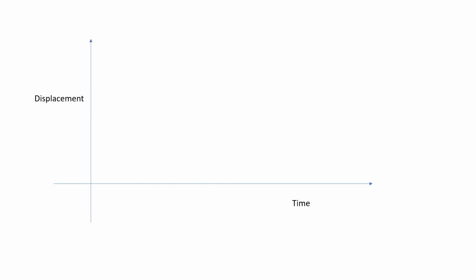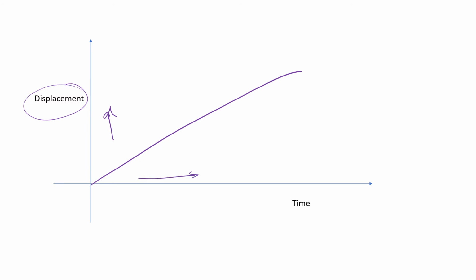All right, we're getting to our graphs now. So this is where we talk about kinematics. We've got displacement on the y-axis and time on the x-axis. So if I just draw a line, what does this line actually mean? Well, you can see that the displacement is increasing and the time is also increasing.